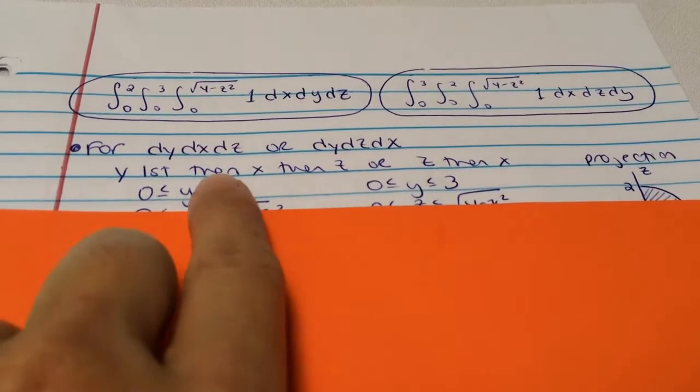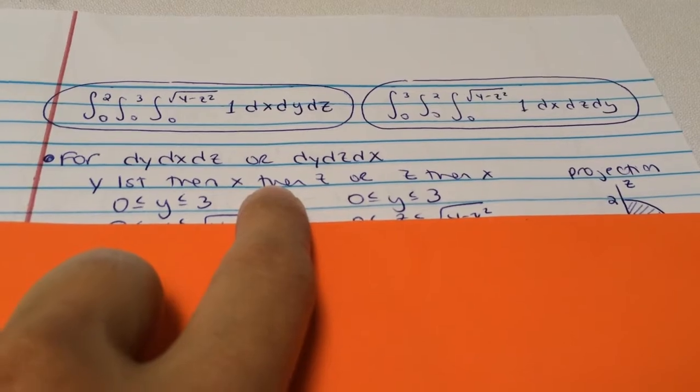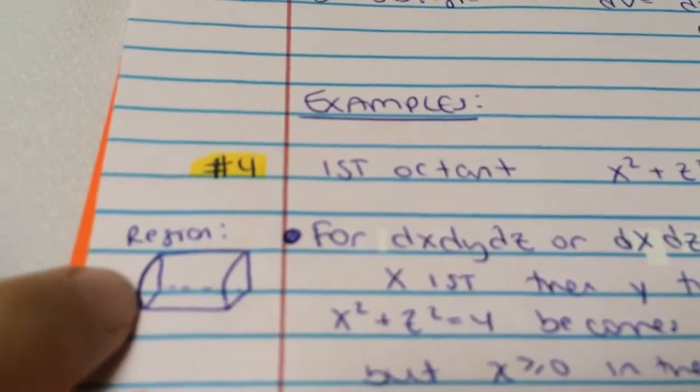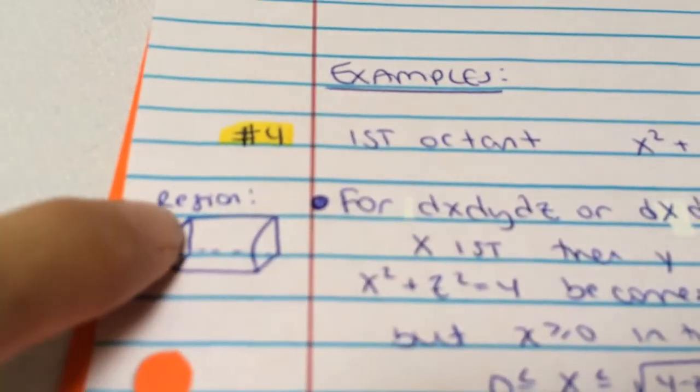Okay, so if I'm doing Y first, then my projection is in the XZ plane. So I'm going to look at this. The XZ plane would be this here. So see how it's a fourth of a circle?